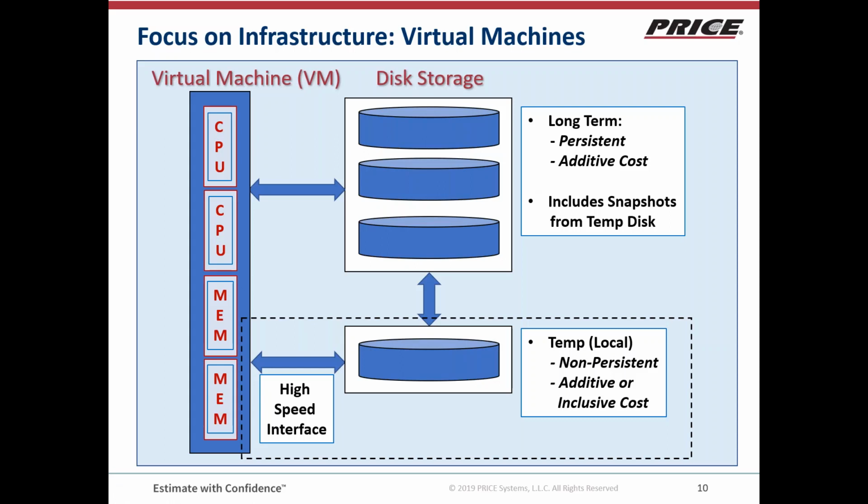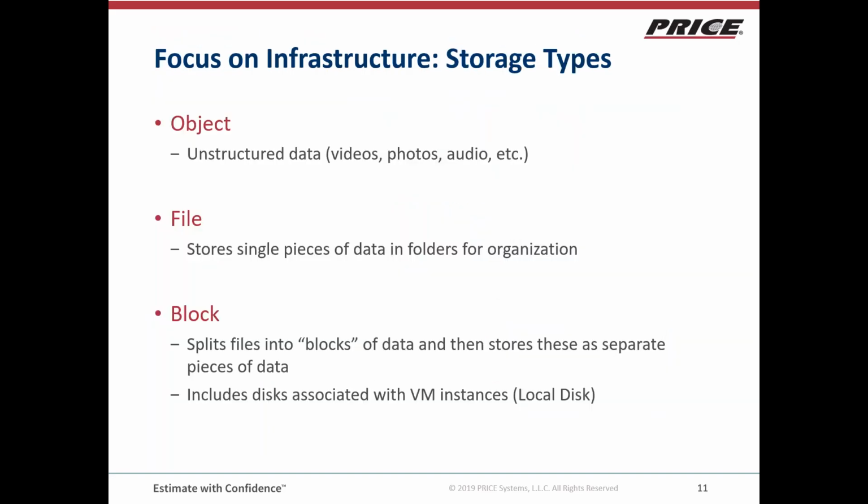And this can include snapshots, which is a type of backup to preserve the virtual machine instance at a certain point in time from the temporary disk. And it can include other data too. So the three types of data, in addition, is object data, which is unstructured and has metadata, and it's usually accessed using an API.